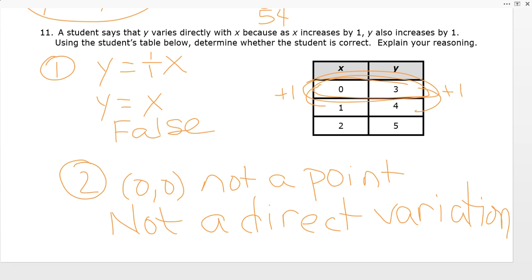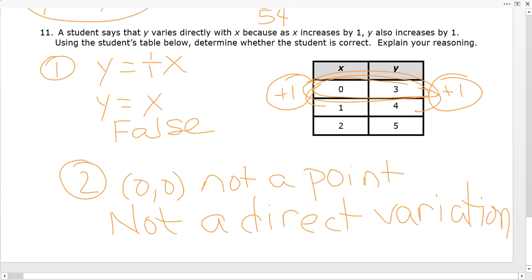So don't forget that just because it has a k, a slope that you can find, doesn't mean it's a direct variation. It also has to go through 0, 0.